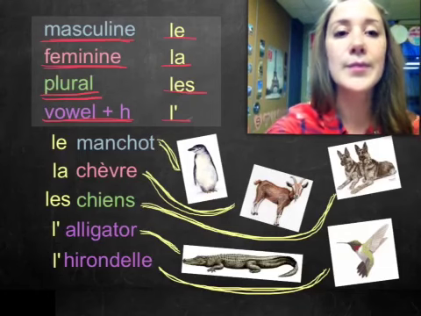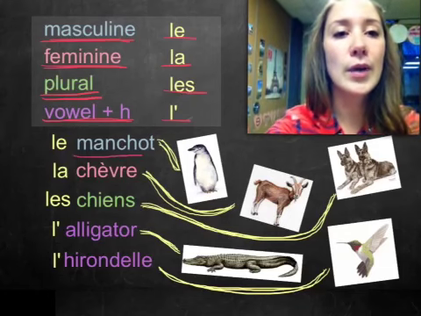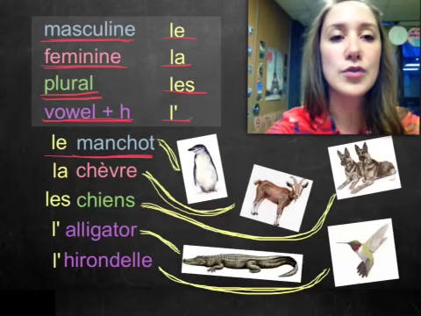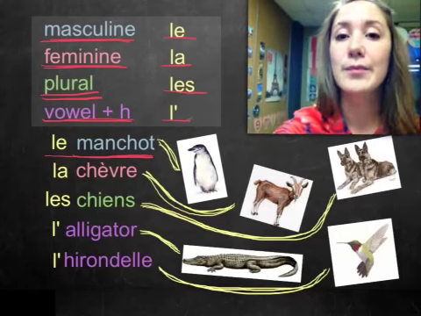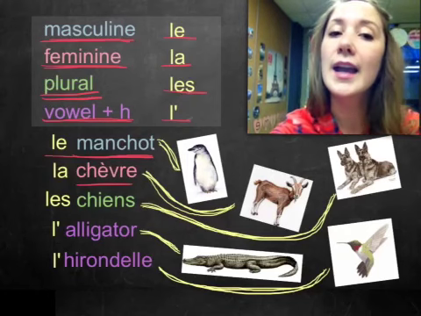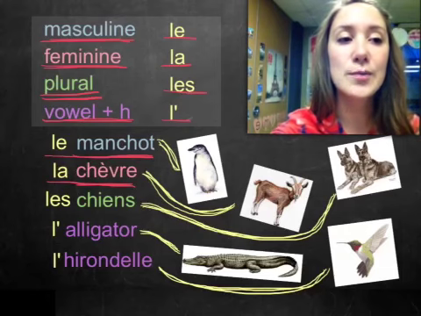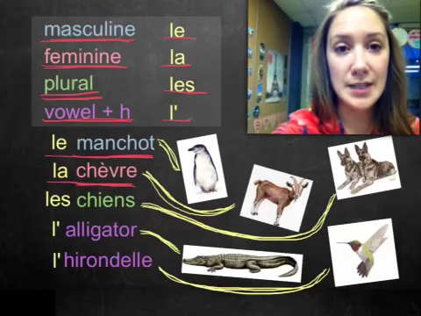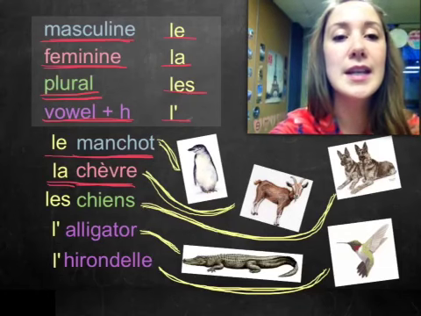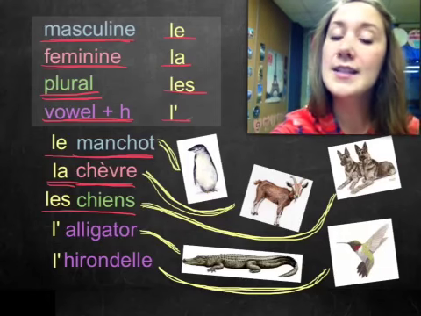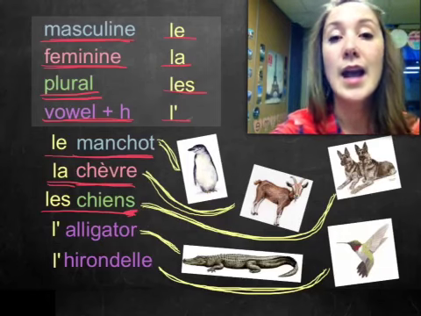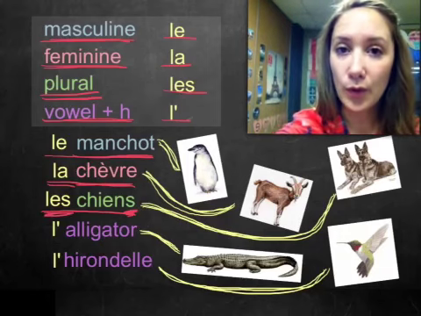So let's try these out. If I were to say penguin, manchot, in French, and I wanted to say the penguin, I would say le manchot, because manchot, penguin, is masculine. If I wanted to say the goat, I would say la chèvre, which means the goat. Chèvre is feminine, so I would use la. If I wanted to say the dogs, I would say les chiens. And it doesn't matter whether chien is masculine or feminine, there's more than one. And so I'll use les for plural.